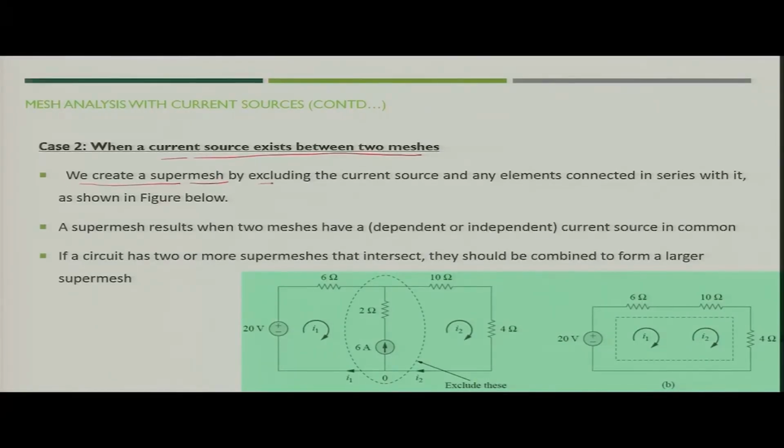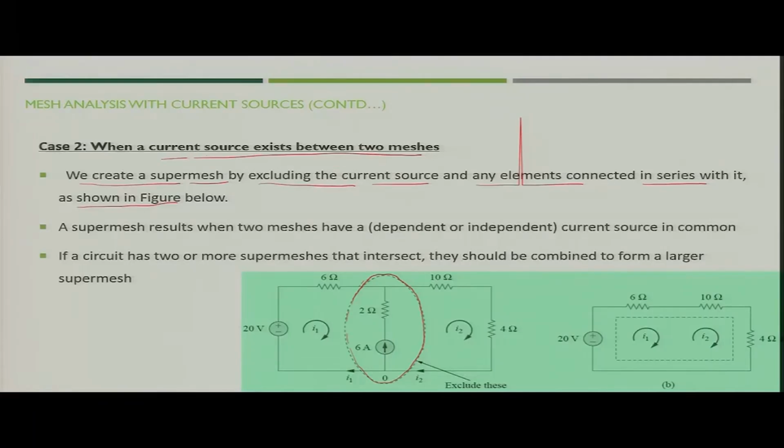Super mesh means you have to exclude the current source and any element connected in series with that particular source. In this case, this is the segment which has a current source and one 2 ohm resistor connected in series with the current source. So, for our analysis, what will we do? We will remove this particular branch from the circuit while keeping the mesh currents the same.